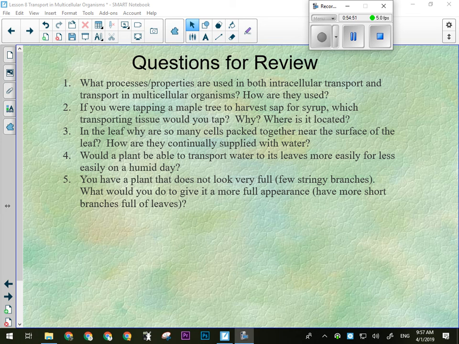Okay. And for number 5, you have a plant that does not look very full. It only has a few stringy branches. What would you do to give it a more full appearance? Well, watering it's going to make it have water, but it's not going to make it look full. Okay, remember we were talking about the hedges? If I want it to grow more foliage, I need to do what to it? Cut it, yeah, prune it, okay, make it grow from buds that are further back on the plant.